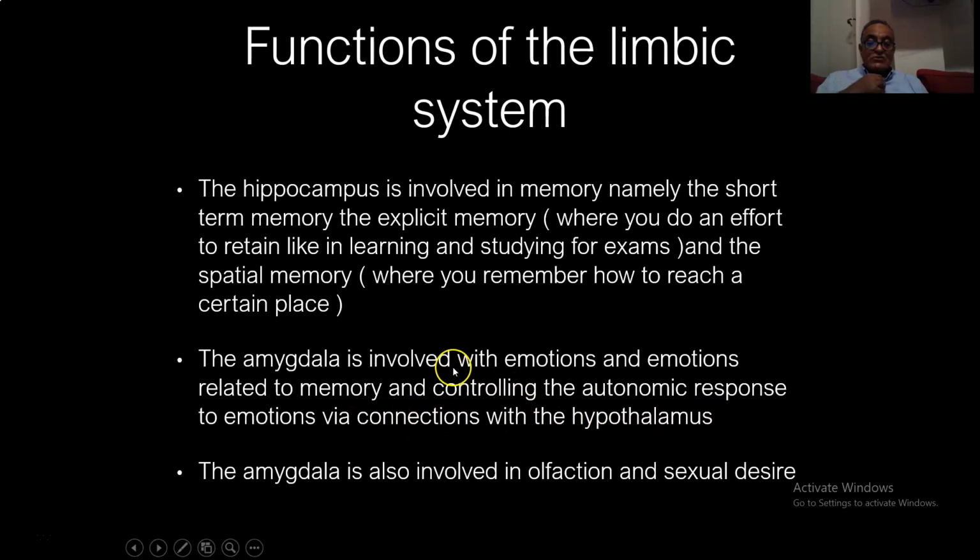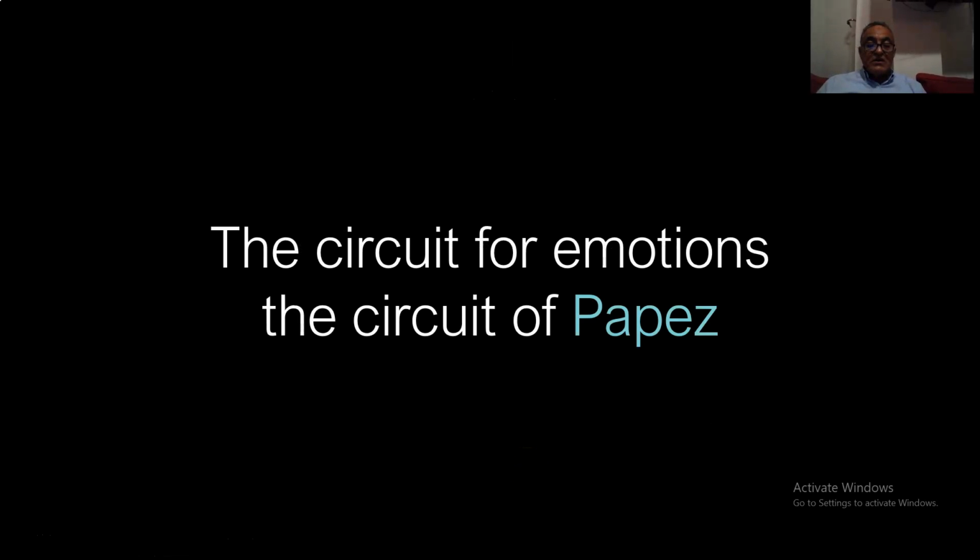hypothalamus, as it is concerned with the emotions, and emotions are the function of the sympathetic, and the upper motor control of the sympathetic is present in the hypothalamus. So definitely this is part of the connections between the amygdala and the hypothalamus. Also, the amygdala is involved in olfaction. As we said, it is connected to the lateral olfactory stria and the sexual desire.